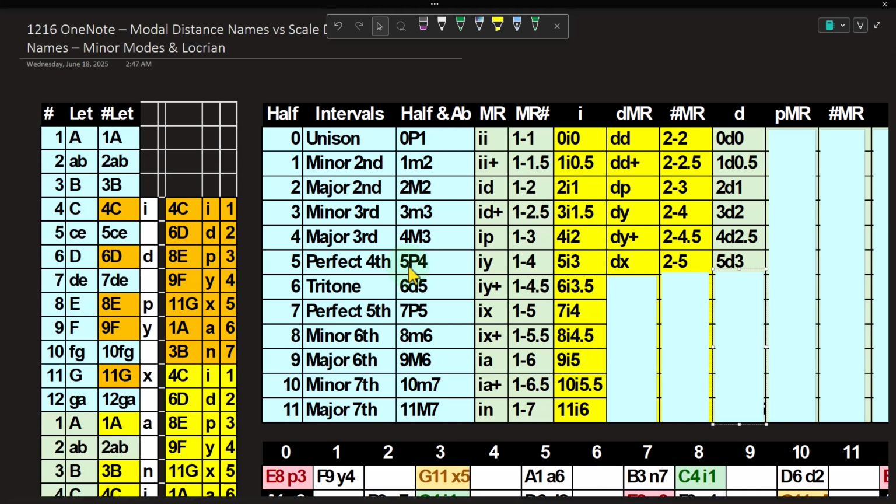So we're going to go 5 up from the Dorian. So 1, 2, 3, 4, 5 gets us to the Mixolydian. If I'm on the Dorian here, 1, 2, 3 gets me to the Mixolydian, 3rd modal half step, which means if I make that the 1, 2, 3, 4, it would be the 4th scale degree.